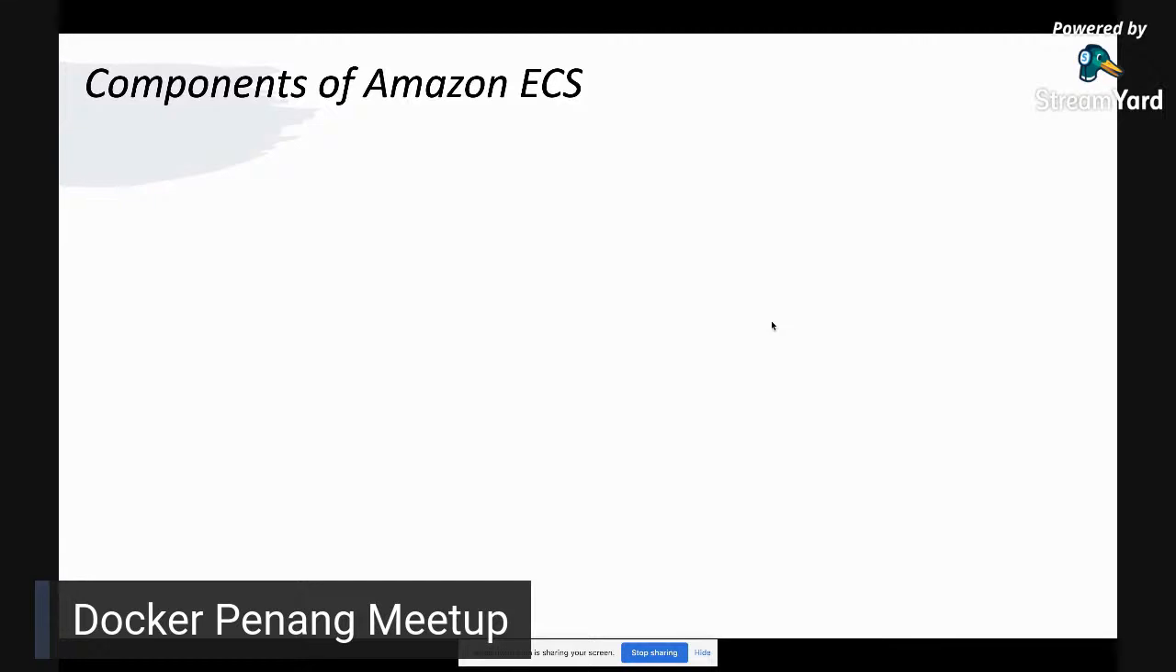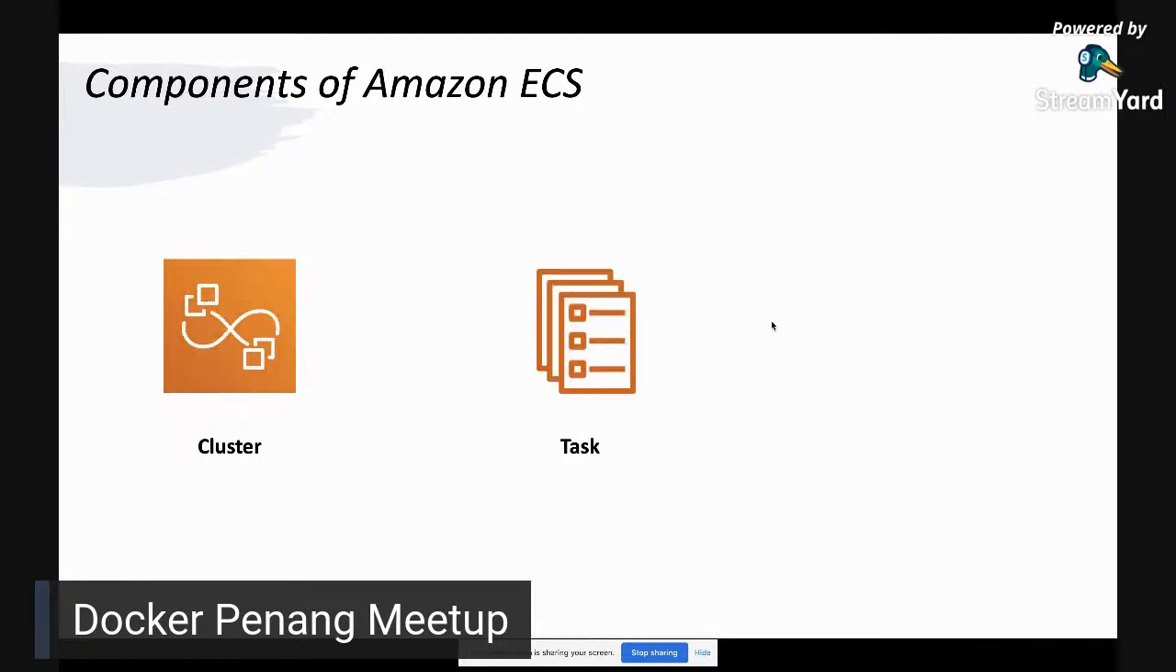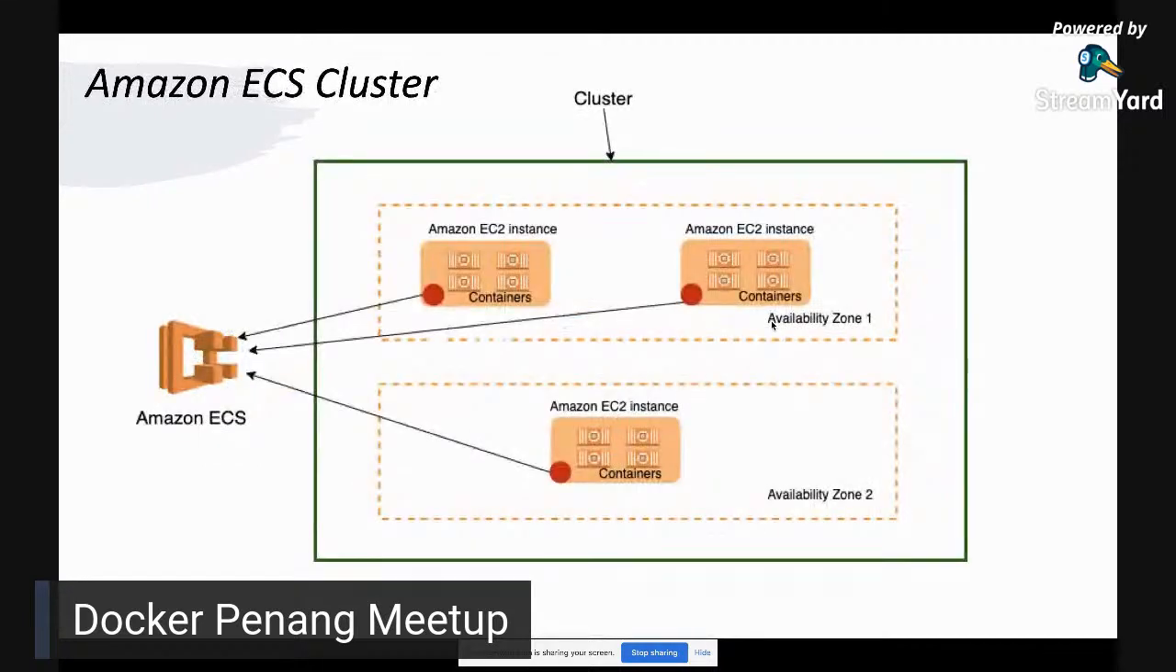Now let's see what the different components of Amazon ECS are. Amazon ECS is basically made up of three basic components that make up the basic infrastructure of ECS. The first is cluster, second is task, and then service. So let's look into each of the components a little bit in depth.